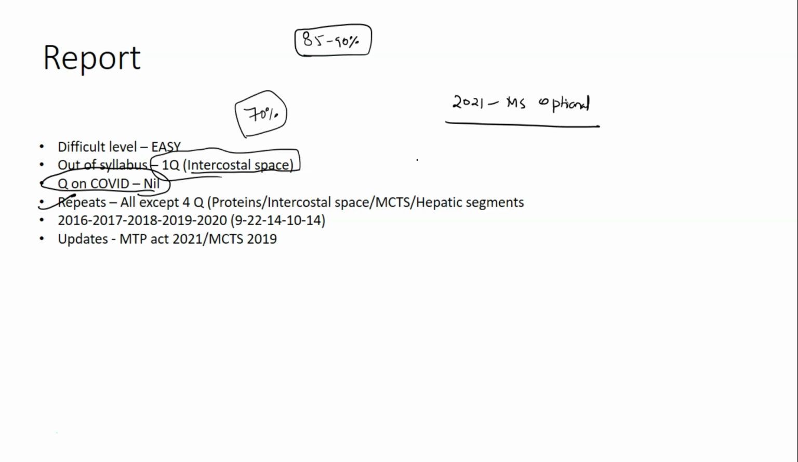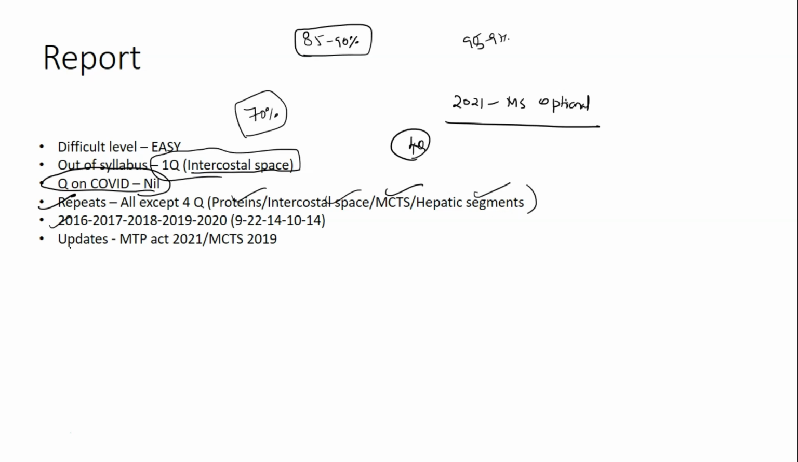And the repeats part, only 4 questions are not repeats. When I say only 4, it is almost 2 or 3% of the whole paper. Almost 95 to 97% are repeats. What are not repeats? The protein question, intercostal space question, MCTS question and hepatic segments are not asked so far.